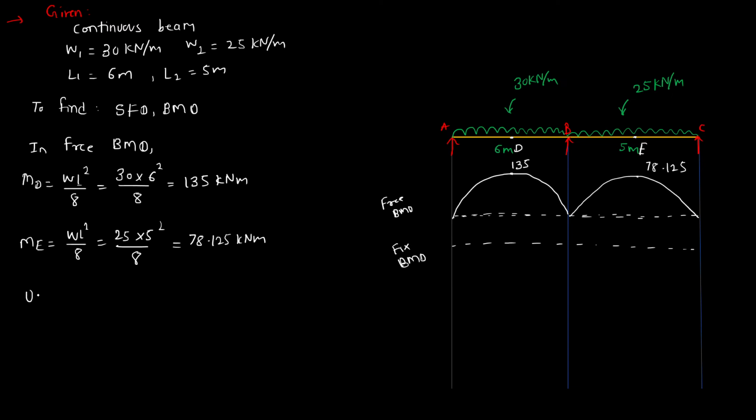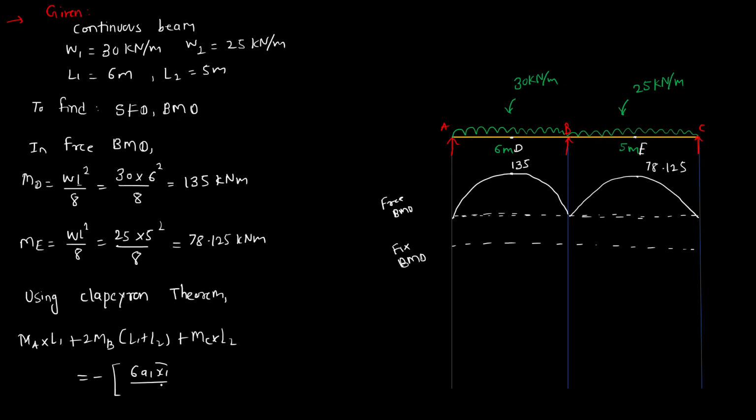So now using Clapeyron's theorem, to start using the Clapeyron's theorem, first we will have to write what is the Clapeyron's theorem. So it is MA into L1 plus 2MB into L1 plus L2 plus MC into L2 is equal to minus, in bracket, 6A1 x1 bar by L1 plus 6A2 x2 bar by L2. Okay, so we will name it as equation A. So one by one we'll write all the values here.